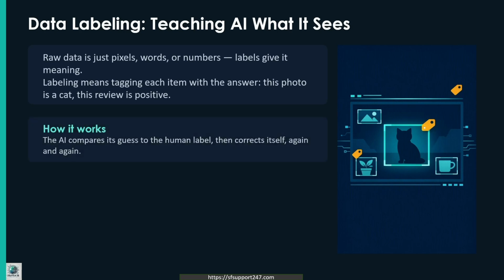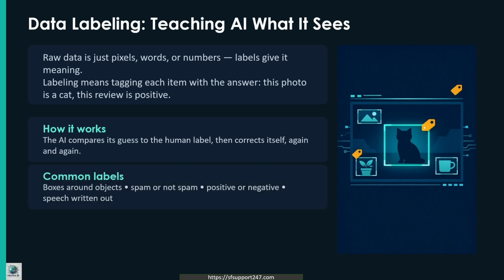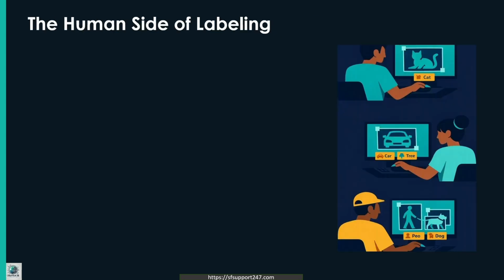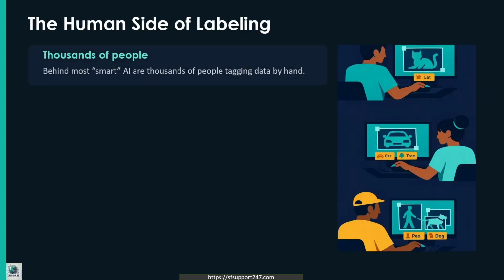If we label it wrongly, then AI will learn differently and it struggles to identify that image. So, how does it work? The AI compares the guess to the human label, then corrects itself again and again. Common labels: boxes around objects, spam or not spam, positive or negative. Why does it matter? For many tasks, no label means no learning.